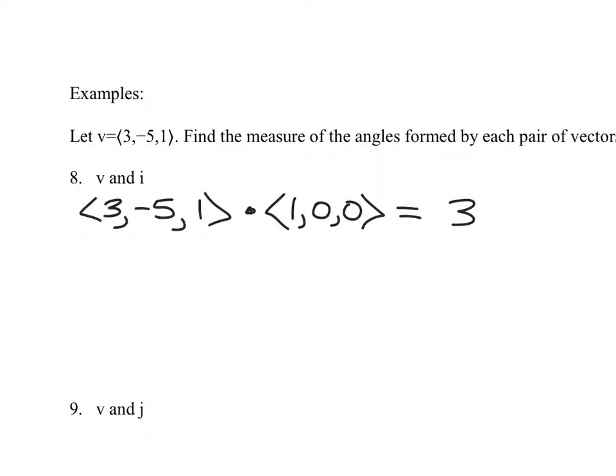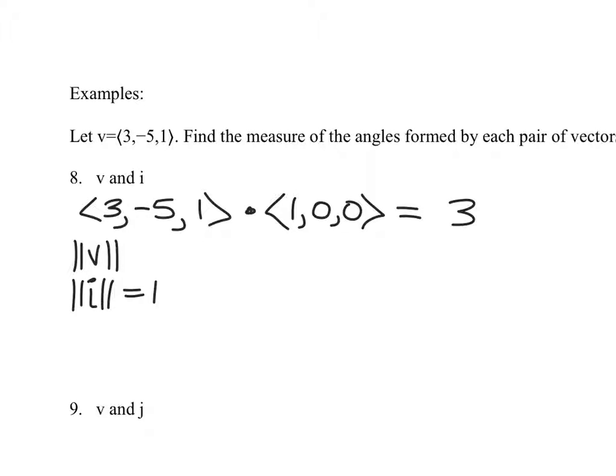So the dot product's fairly simple because all you're doing is multiplying each corresponding part and adding them together. Since the other two pieces will zero out, it's just the 3 multiplied by the 1. But I do need to multiply the magnitude, so that part is a little more interesting. So magnitude of V and the magnitude of I. Magnitude of I is equal to 1.